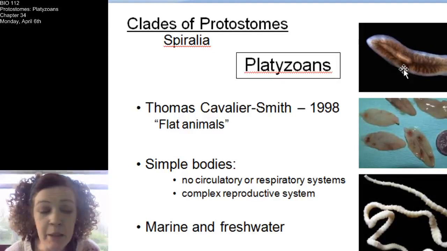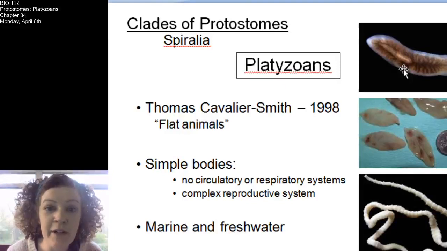Okay, but even though they don't have these circulatory or respiratory systems, they do have complex reproductive systems that ensure the continuation of these animals. And what's interesting is we'll talk a little bit about their reproductive system. The reproductive systems themselves are pretty complex, and their life cycles are complex.